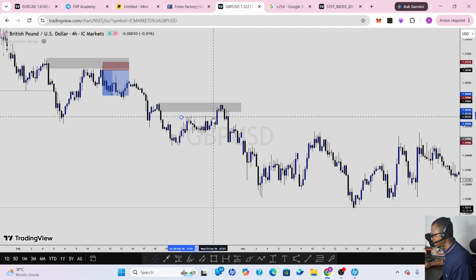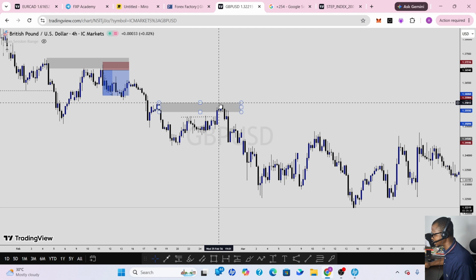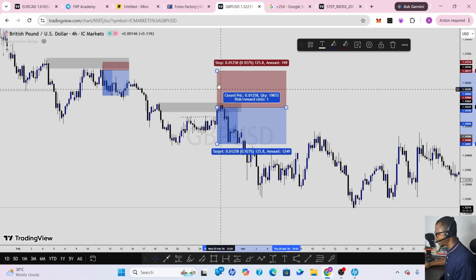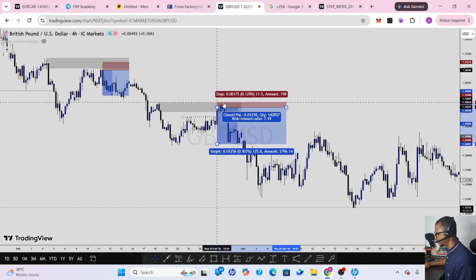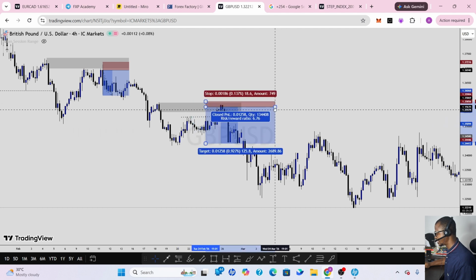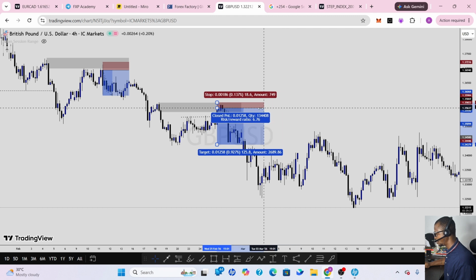You understand? Look at it. The market takes out this liquidity before. Some people start selling from here, but no, the market takes it out before it taps into the zone properly. The moment you tap into the zone, you can now put your stop loss a little bit above the order block, and start selling. You understand? So this is it.